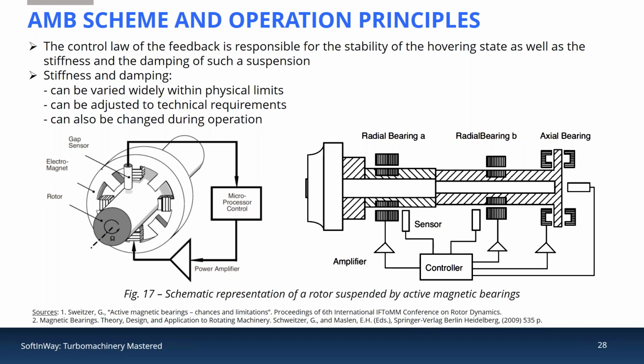The control law of the feedback is responsible for the stability of the hovering state as well as the stiffness and damping of such a suspension. Stiffness and damping can be varied widely within physical limits and can be adjusted to technical requirements. They can also be changed during operation.